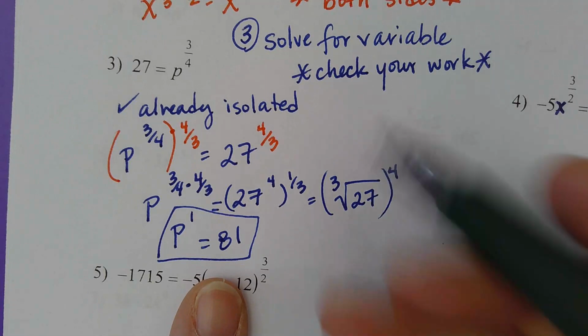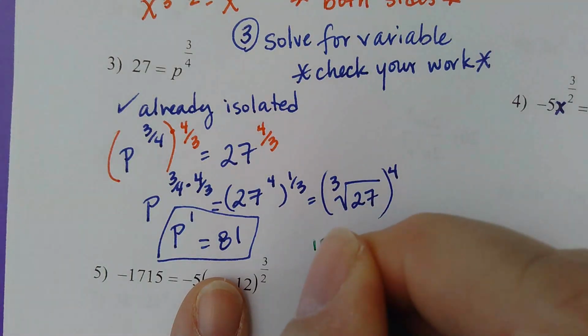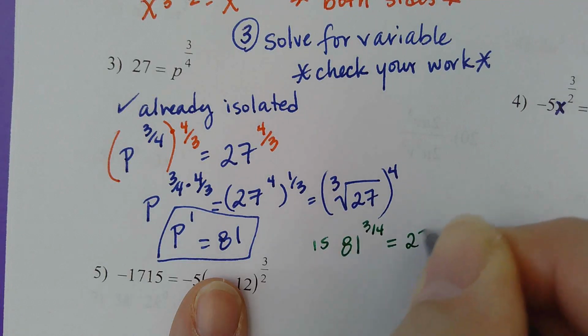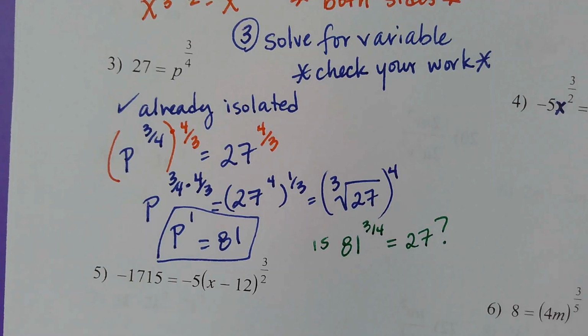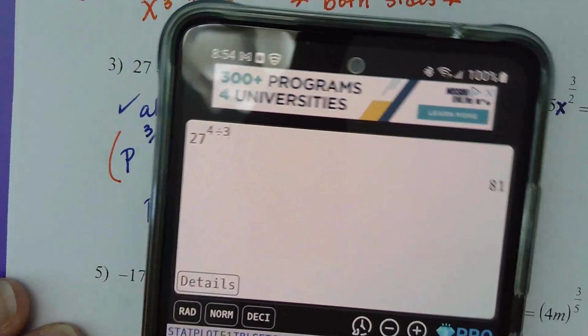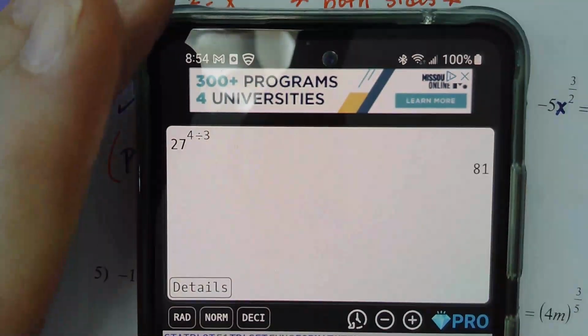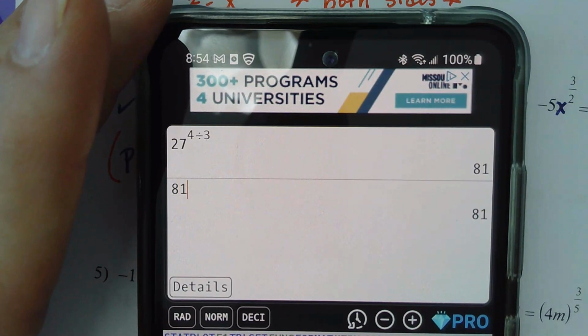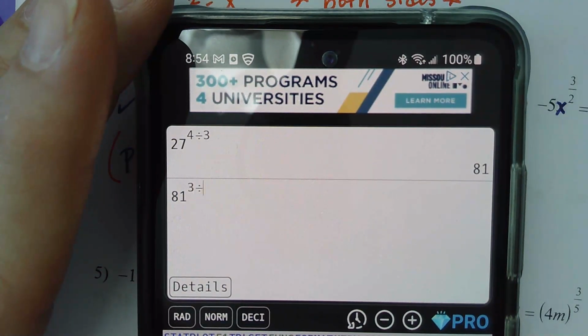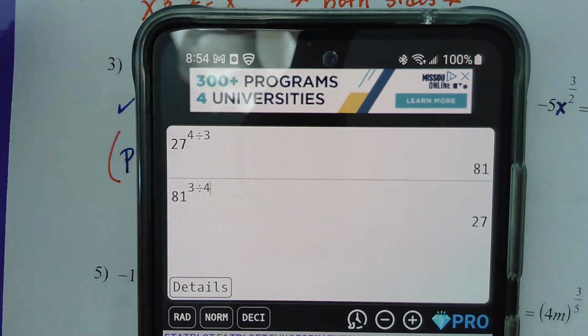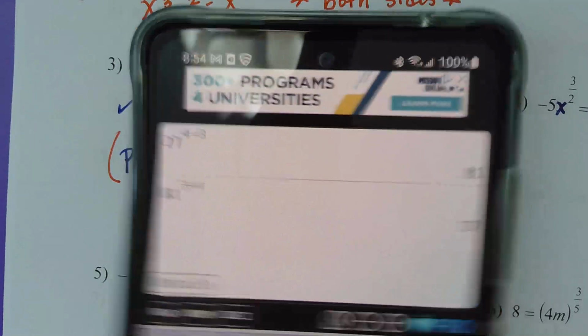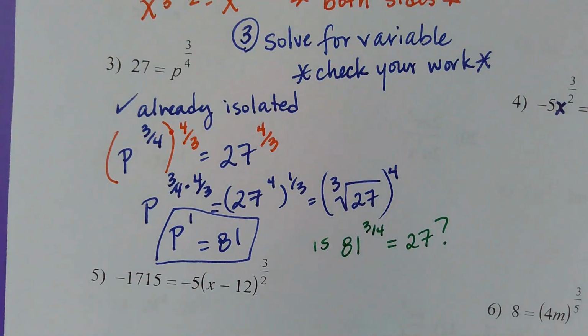And I can plug this in and check. To check this, I want to know, is 81 to the 3/4 power equal to 27? So I can put that in the calculator. Is 81 to the 3/4 power, 3 divided by 4, yeah, it's 27. So you can plug it in and check yourself. Right? The end. Not that bad. It looks horrifying, but it's not that bad.